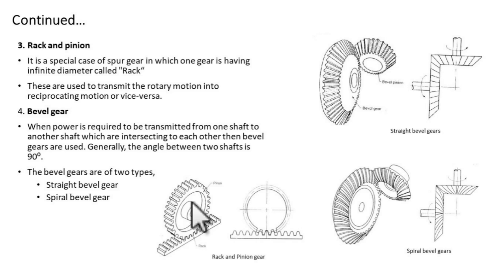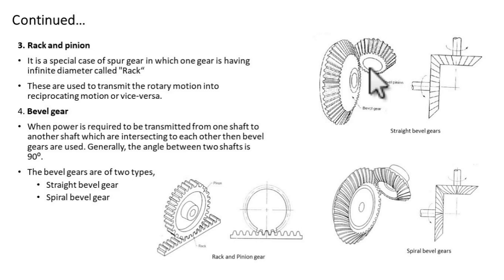And this mechanism is used in many kinds of machineries. In our lathe machines also we use this kind of mechanism, the rack and pinion mechanism. And this rack and pinion gear comes into the category of the parallel shaft, right? Now the bevel gear. So these are the arrangement of straight bevel gear.